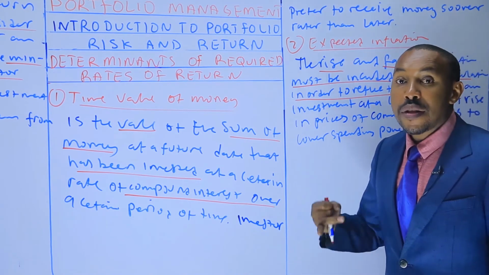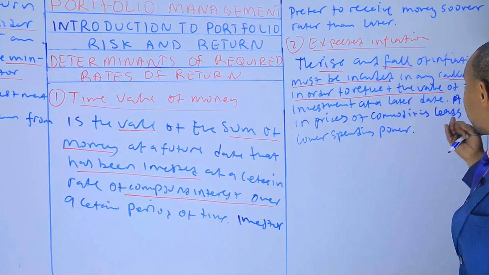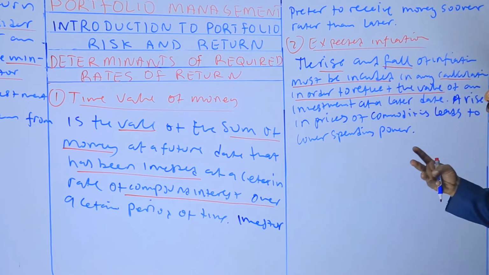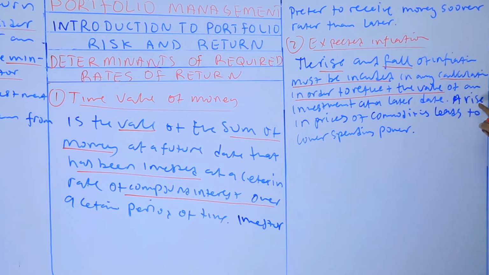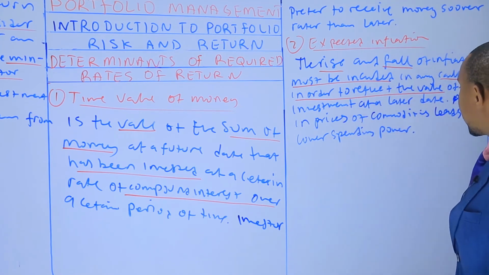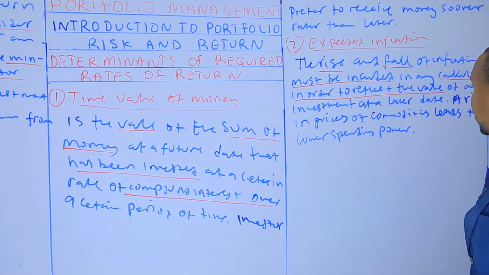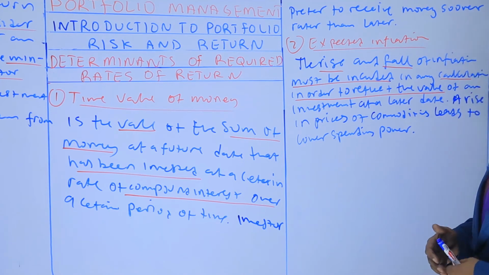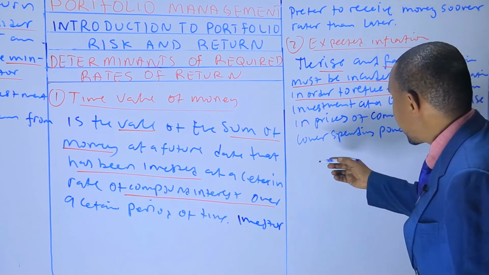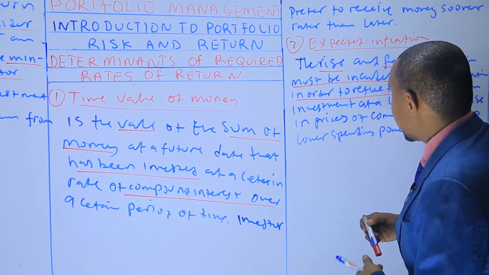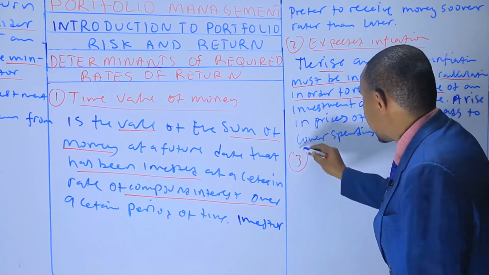Nominal value, the real value. The real value factors in that element of inflation. A rise in prices of commodities leads to lower spending power. That is the second most important determinant of the required rate of return. The third one, ladies and gentlemen, is risk.